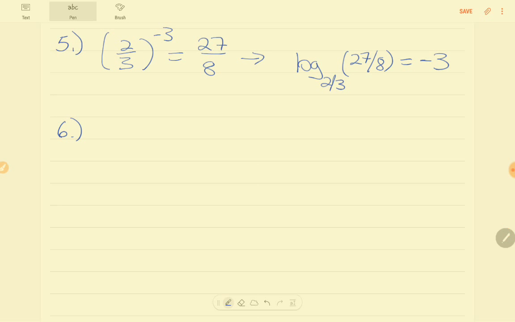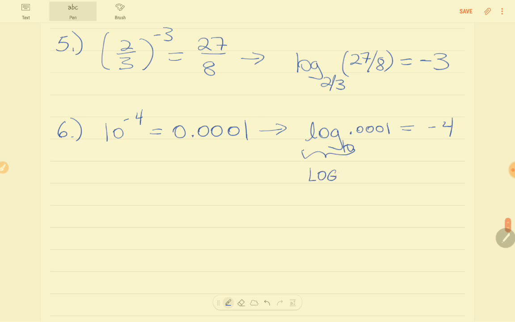Now, the last one here, 10 to the -4 equals 0.0001, so I can convert that to the log base 10 of 0.0001 is equal to -4. And technically, you don't need to write the base 10, because if ever you see just log without a base on it, like say this expression, although the base is not mentioned, we know by default that it's 10.